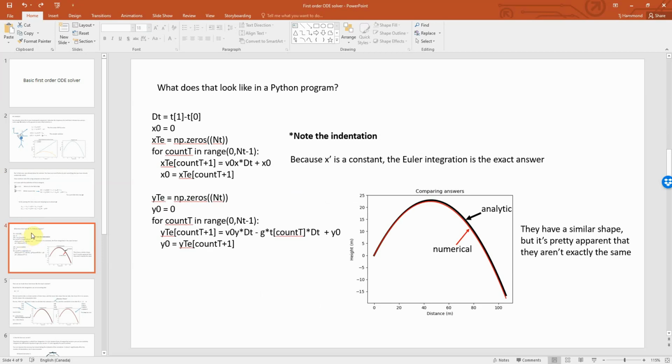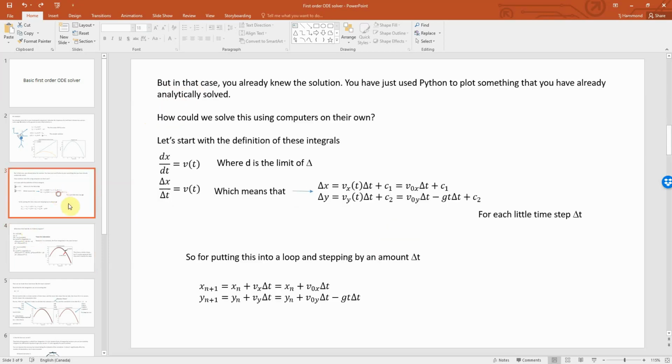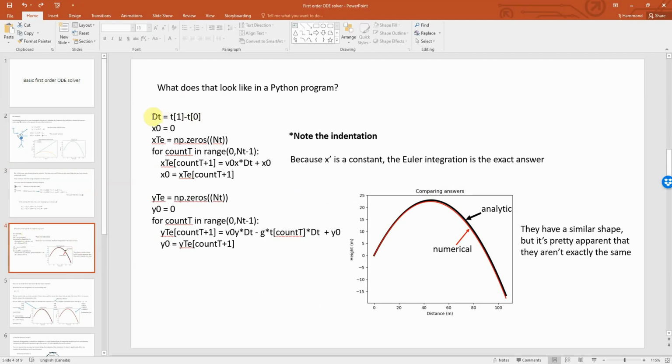And what does this look like in Python? So what we have is this delta t. These time steps delta t we will call in Python capital DT. And t is just our linspace.